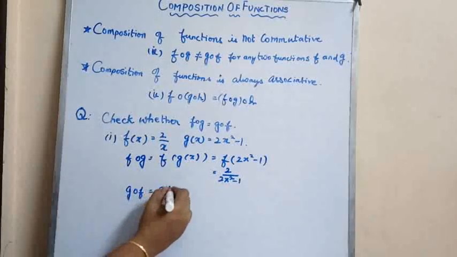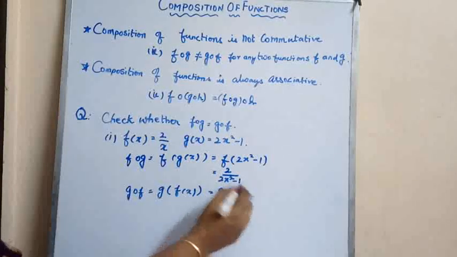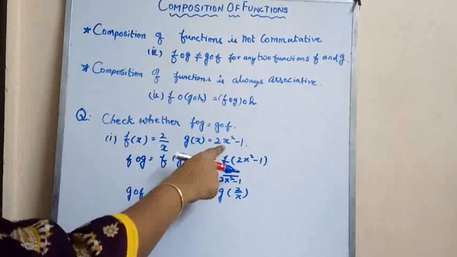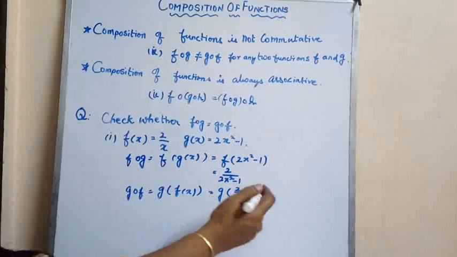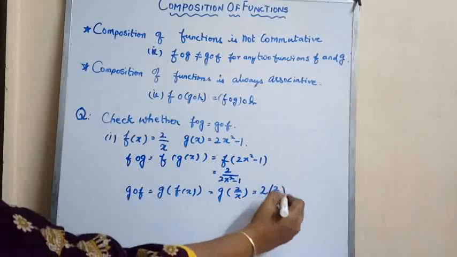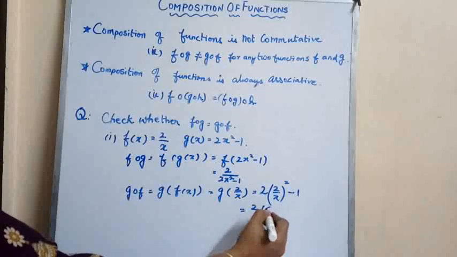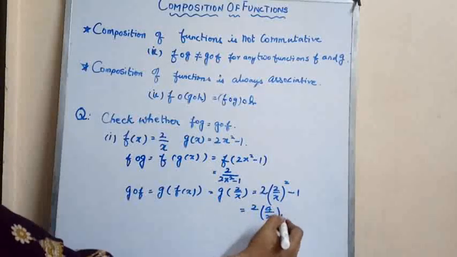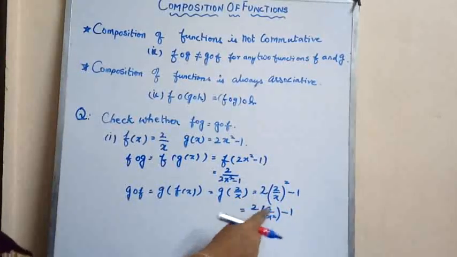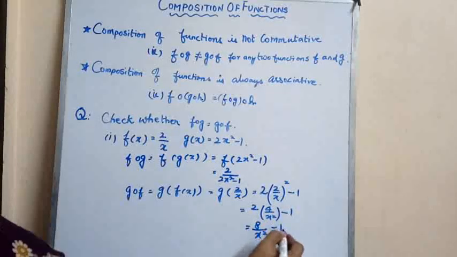Now we have to find g∘f, which is g of f of x. So g of, what is f of x? 2 by x. So here in place of x you have to substitute 2 by x. So 2 into (2 by x) the whole square minus 1, which is 2 into 4 by x squared minus 1. When you are squaring both numerator and denominator, you will get 4 by x squared. So that will become 8 by x squared minus 1.